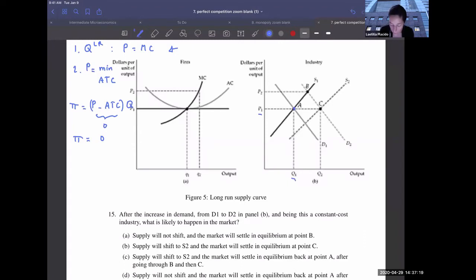Okay, so what is the total market quantity? Well, it's simply the number of firms, N, times the optimal quantity produced by any individual firm. So N times Q1, little q1, okay?